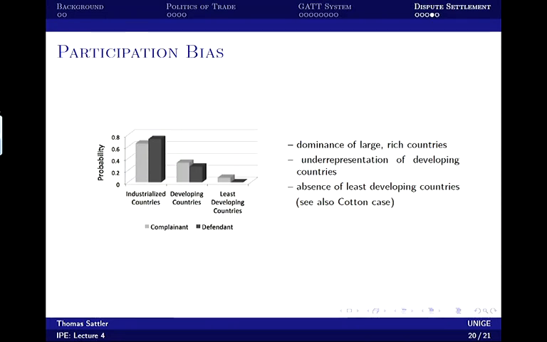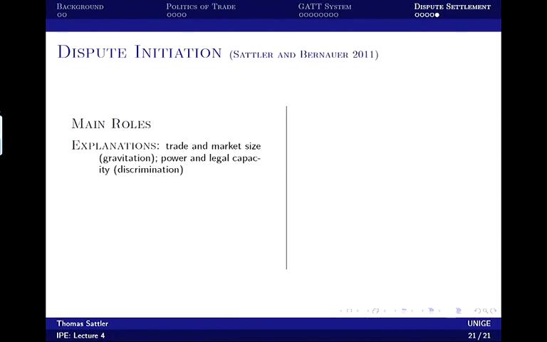So we have two competing explanations. That's something that I analyzed in a previous paper. It could be what we can call the gravitation result, that trade and market size explain this simply because bigger countries trade more. Or it could be discrimination because power and legal capacity matter. Now, how could we test that?